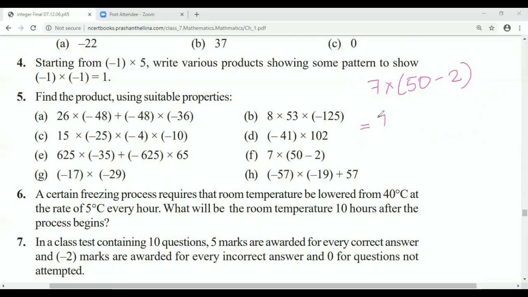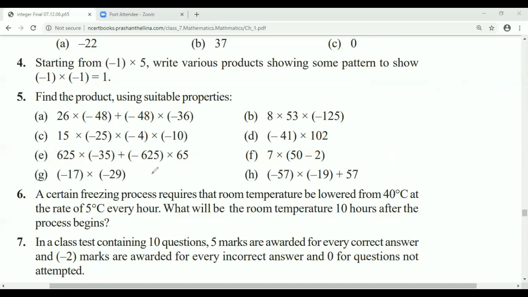So I am distributing this: 7 into 50 plus 7 into negative 2. I am taking this 50 minus 2 as 50 plus negative 2. That's why I have put this positive sign here. So you can write this as 7 5s are 35, so 7 into 50 is 350. Plus 7 2s are 14, so 7 into negative 2 is negative 14. So you will get answer 350 plus negative 14, 336.